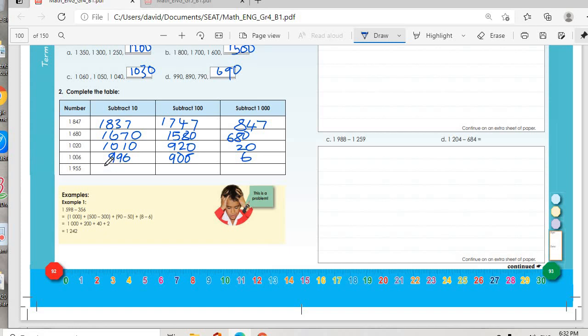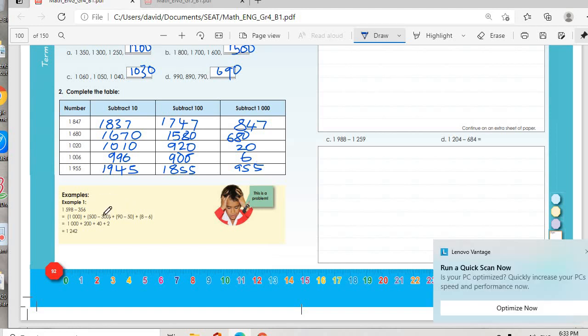1,955 minus 10 is 1,945. Okay. Then 1,955 minus 100, it's 1,855. Then 1,955 minus 1,000, it becomes 955. Okay. So that's what we have there. So we are done there. Then we move on to the next example.